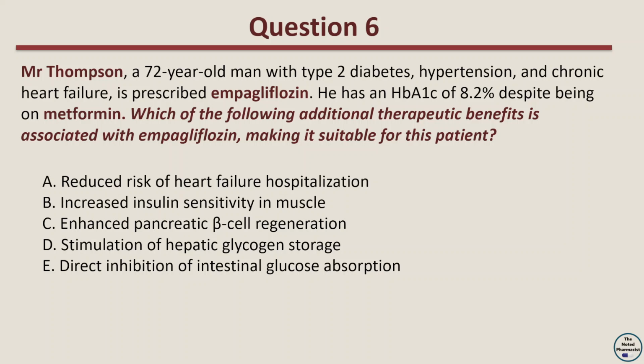Option A, reduced risk of heart failure hospitalization. Option B, increased insulin sensitivity in muscle. Option C, enhanced pancreatic beta cell regeneration. Option D, stimulation of hepatic glycogen storage. Option E, direct inhibition of intestinal glucose absorption.